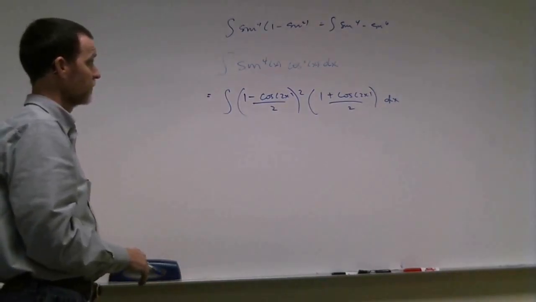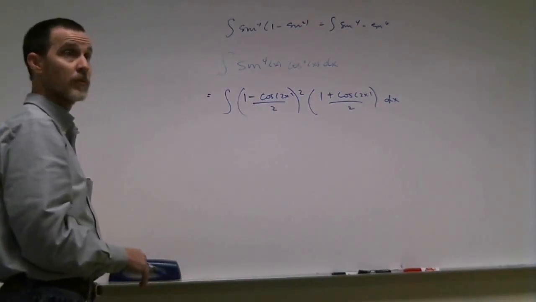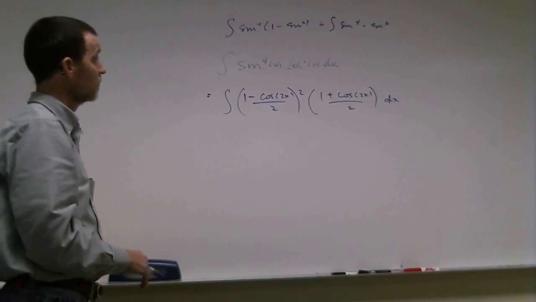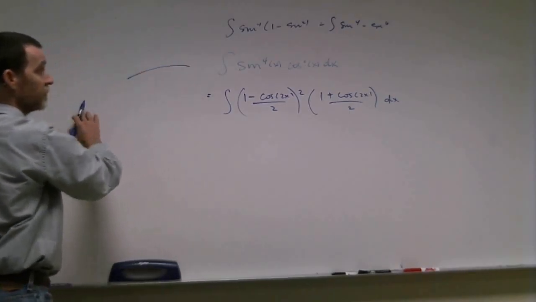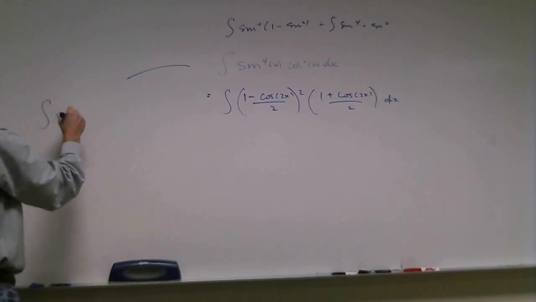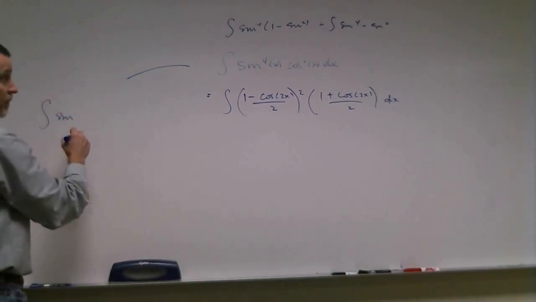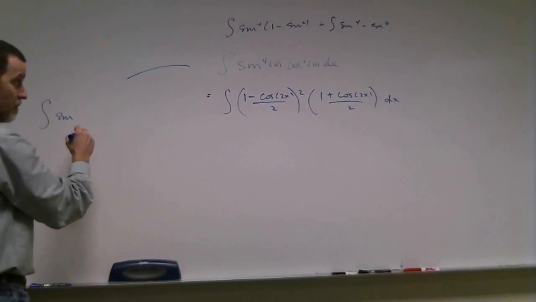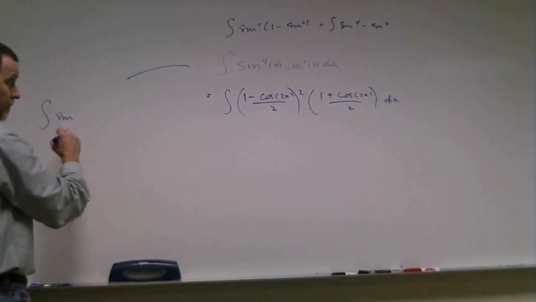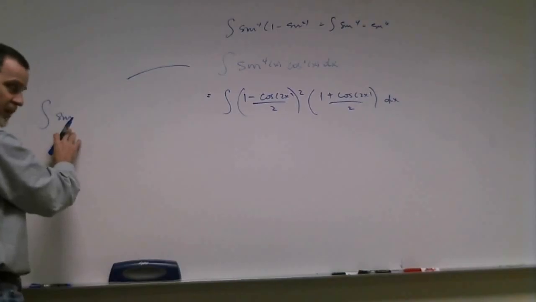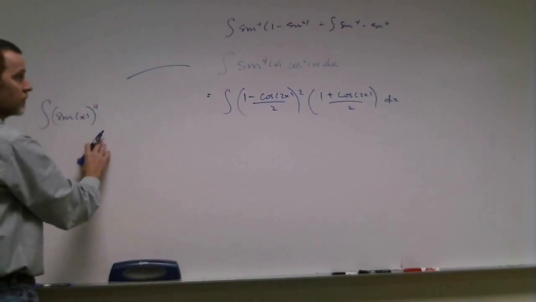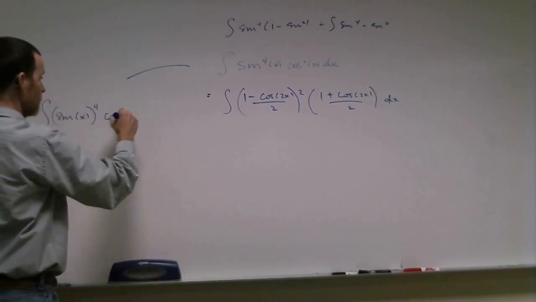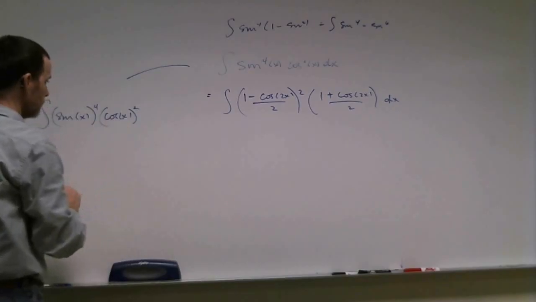Question for you. What if you were to take the 4 and the 2 out and then did a U-sub? Is that possible? Tell me what you want me to write. Okay, sine x with parentheses to the fourth times cosine x squared. Just move the exponent to the outside. Sure. And then do a U-sub.